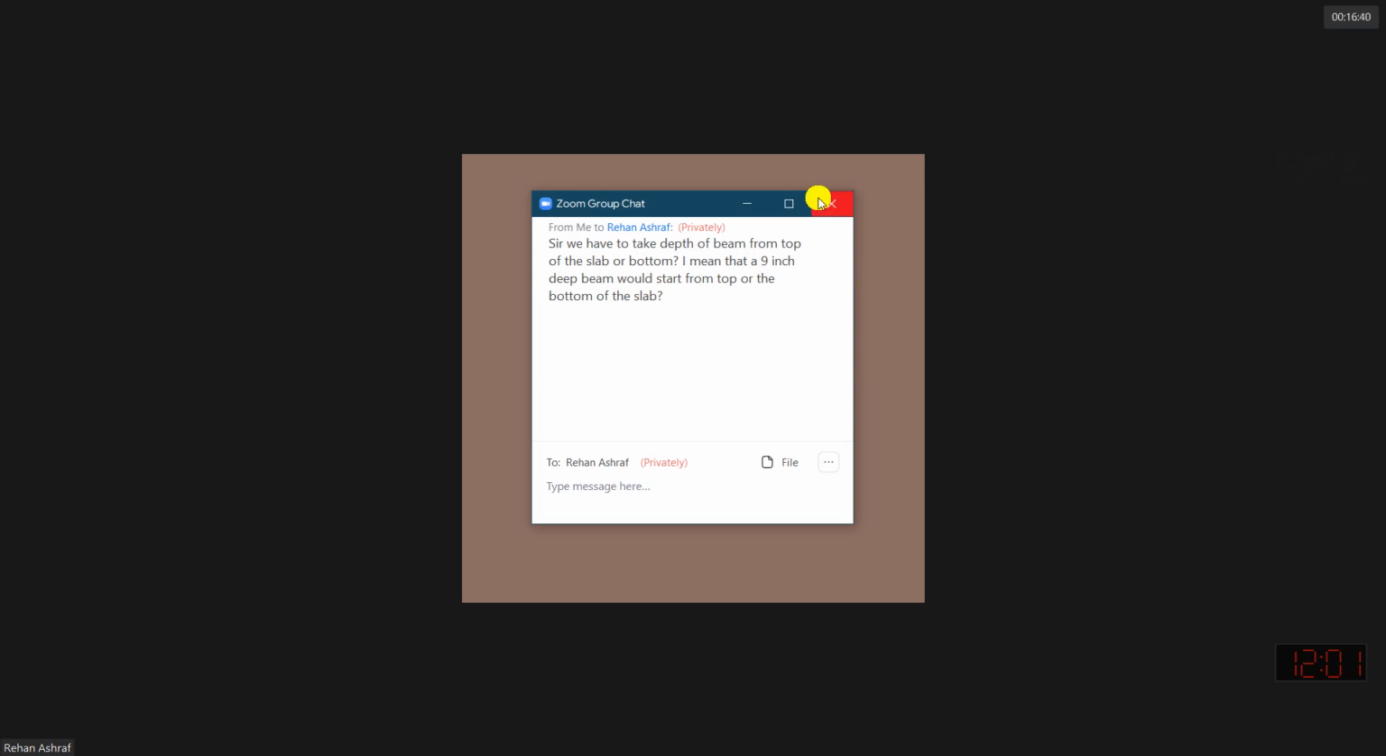We have to take depth of beam from top of the slab or bottom? Top of the slab. The depth of beam is taken from the top of the slab. Drop of beam, or the hang of beam, is taken from the bottom of the slab. There are two terms. Depth means the total height of the beam, so it is taken from the top of the slab. The other term is hang or drop. That is the portion which is extending below the slab, so that is taken from the bottom of the slab.